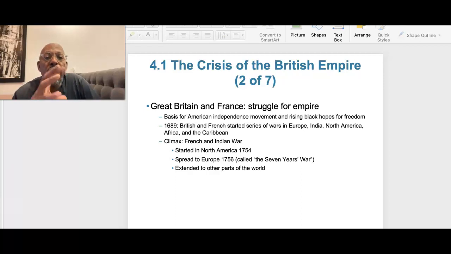But the most important thing is to just keep in mind that empire is a struggle. It's a fight. It's what we call a contested terrain. A contested terrain. This is where various empires are fighting one another and trying to acquire as much land and resources as possible.